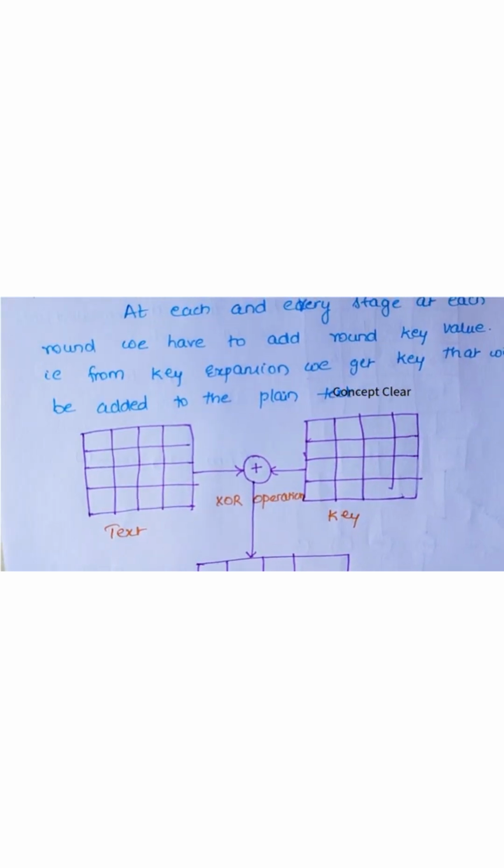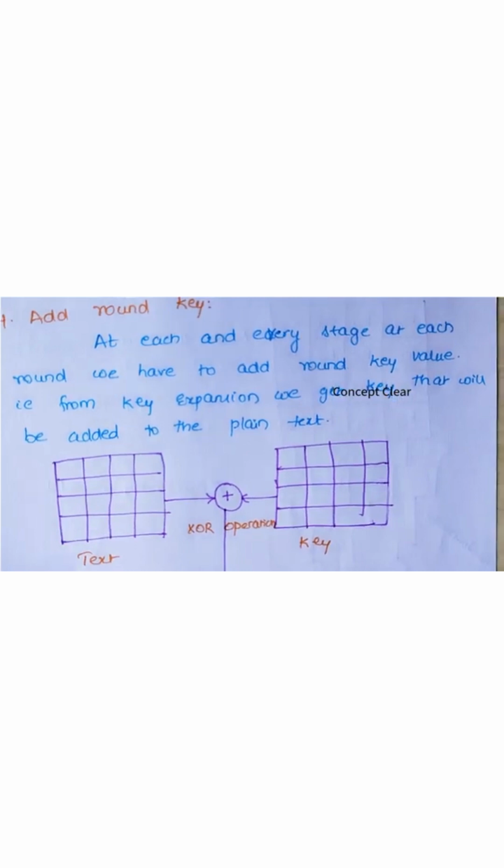And the fourth transformation is add round key. What is the meaning of add round key? At each and every round, we have to add the round key value.